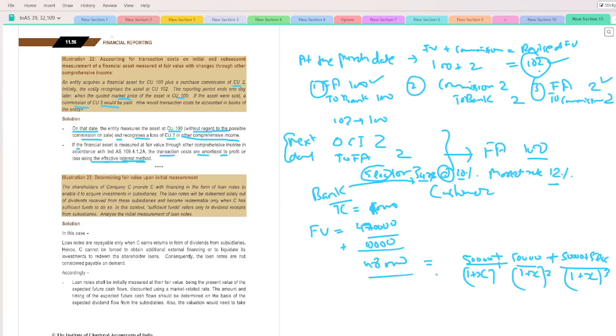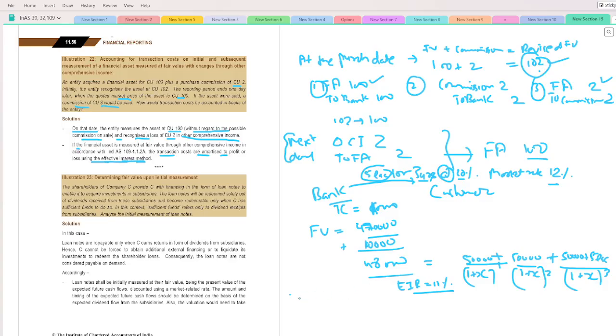So now suppose the effective interest rate is coming, say 11%. For 4 lakh 70,000 it is 12%. If you want 4 lakh 80,000, which is higher, then it should be less than 12%. So I'm just assuming it as 11% here. So this is the 4,80,000 amortization.